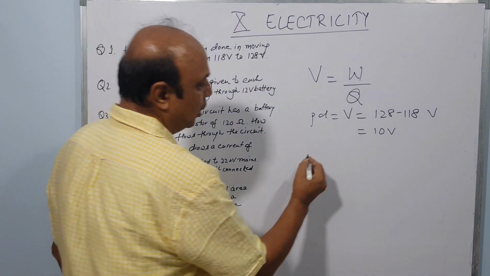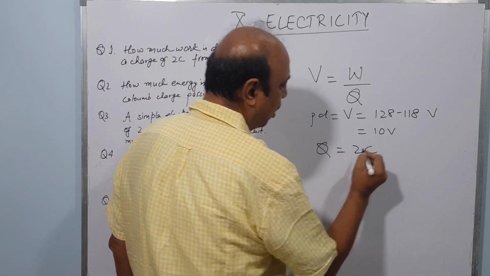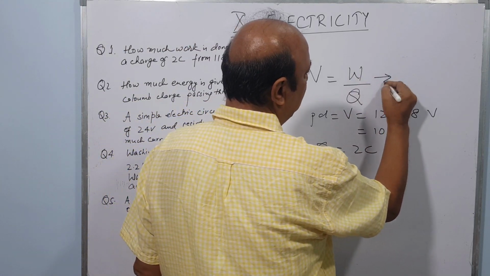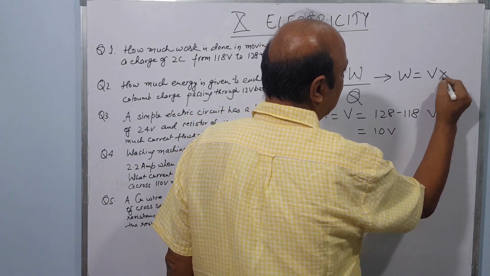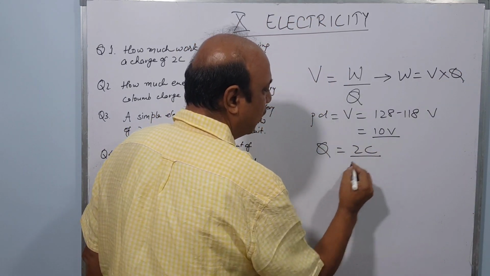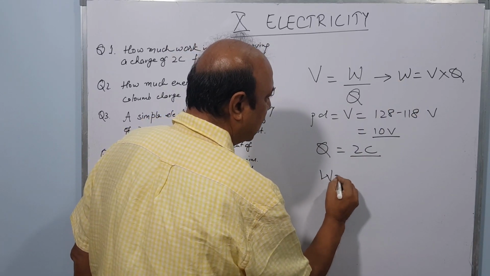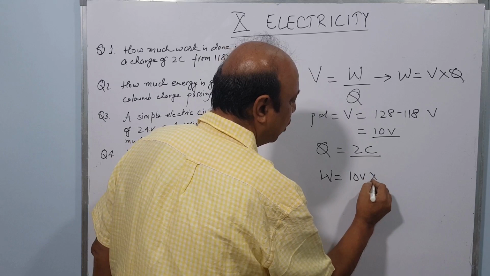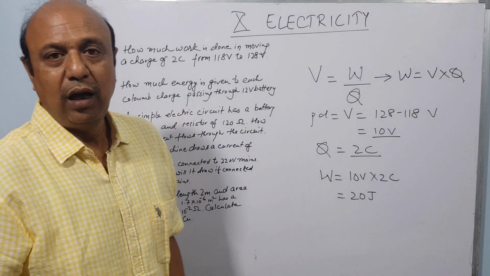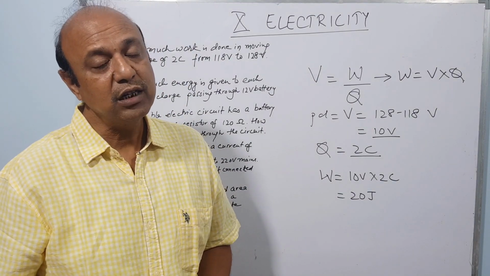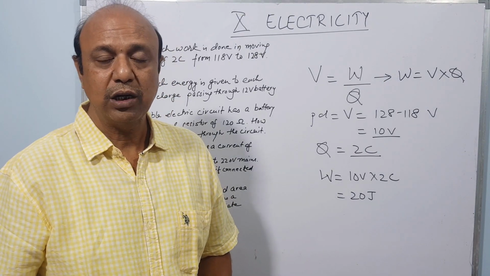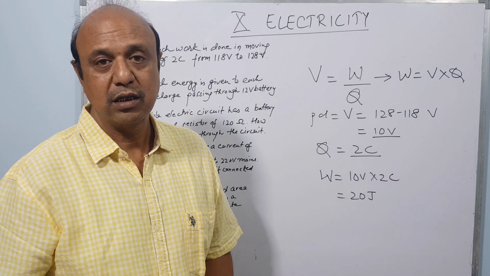Then we are given the value of Q is equal to 2 coulomb. If I simplify this, W is equal to V into Q. I have the value of V, I have the value of Q, putting the values there, work done is equal to 10 volt into 2 coulomb, that is equal to 20 joules. If I remember the formulas, which are very easy to remember, and I know what values are given in the question, then the answer becomes so very simple for us.